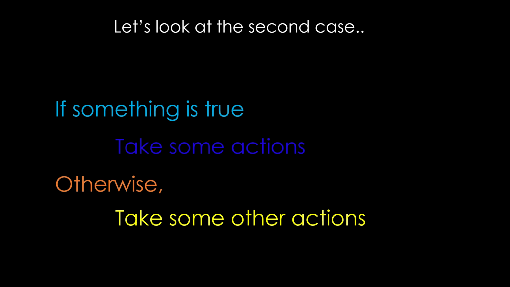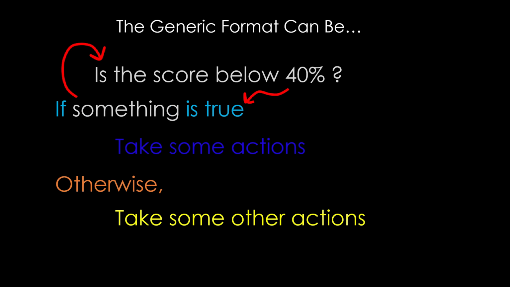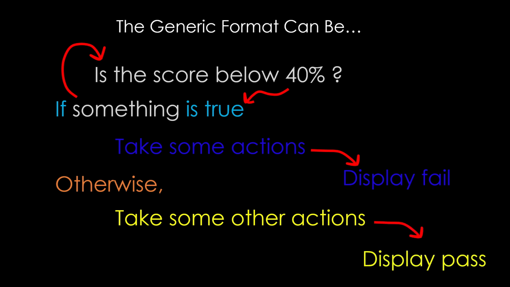Now that we have seen how this example fits into this format, let's see how the second example of school's exam reports fits here. Like before, something should be a different question here. In this case, it is: is the score below 40%? If the answer is true, then the action will be to display fail. But if it is not the case, then the action will be to display pass. I'm sure now the format must be clear to you. Let's see it in the working code now.